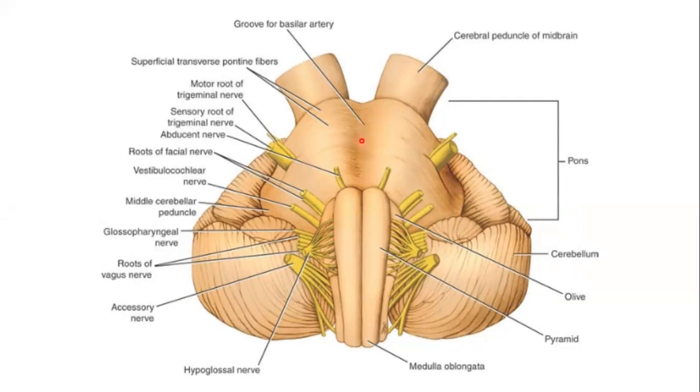There is a striated appearance due to the superficial transverse pontine fibers. We'll discuss where they come from and what the feed of these fibers is. They give it a striated appearance, and that broad structure connects the Pons to the left and right cerebellar hemispheres.